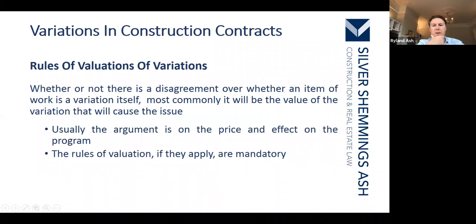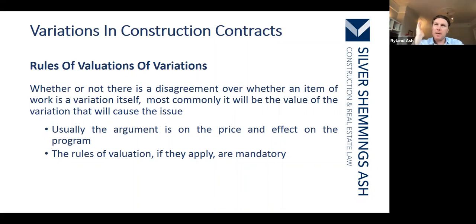Whether or not there's a disagreement over whether an item of work is a variation, most commonly it will be the value of the variation that will cause the issue. Usually the argument is on the price and the effect on the program. The rules of valuation, if they apply, are mandatory. So if it's a JCT contract and you've got a variation and you can't agree it, what a third party will do is assess it on the basis of the agreed valuation rules.